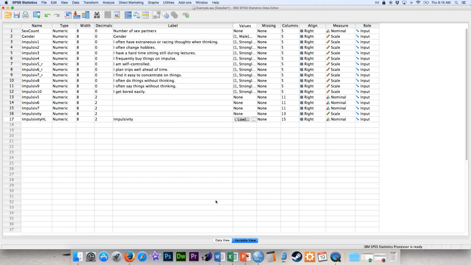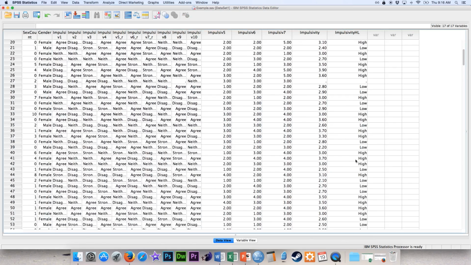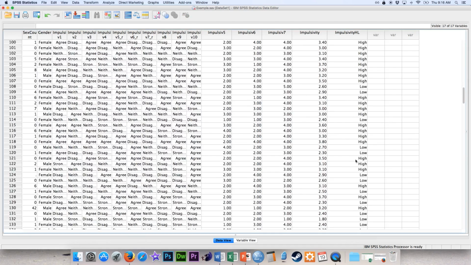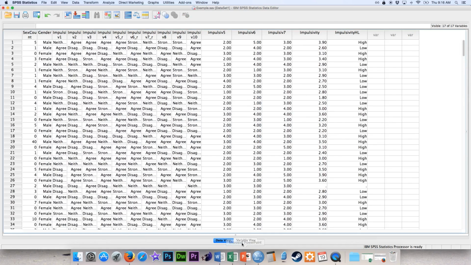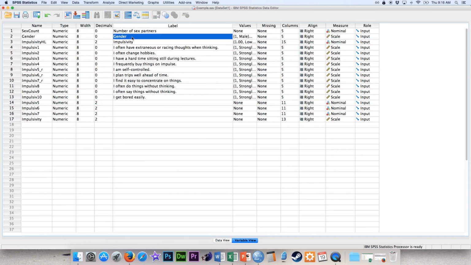There we go. So now if we go back to Data View, we have everybody divided into low and high impulsivity. We should have about equal numbers of each because we divided right along the center line or the mean. So now we have, and I'll move this one up because this is all we're going to be concerned with now, our dependent variable, which is number of sex partners. We have our two independent variables, which is gender and low and high impulsivity. So now we can go ahead and set up that 2x2 factorial analysis.